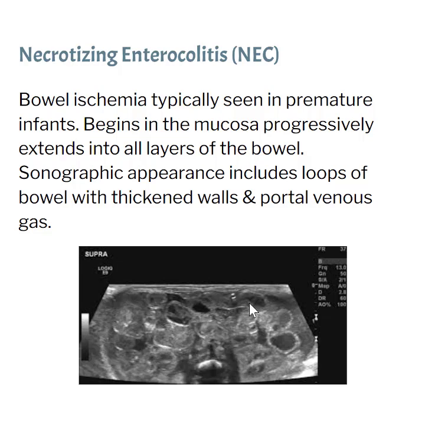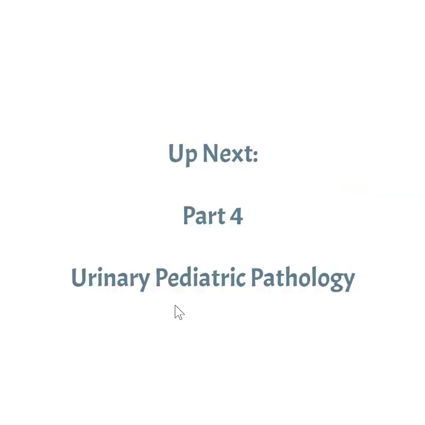We did mention it as a cause for portal venous gas in our hepatic lecture, but we can see that there are thickened bowel loops, some filled with fluid, and if we were to look up at the liver, we might be able to see some of that portal venous gas as well. And that brings us to the end of gastrointestinal pathology in the pediatric population. Up next, we're going to talk about urinary pathology in pediatrics.